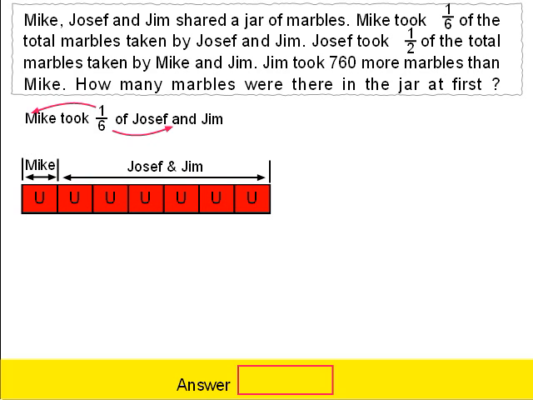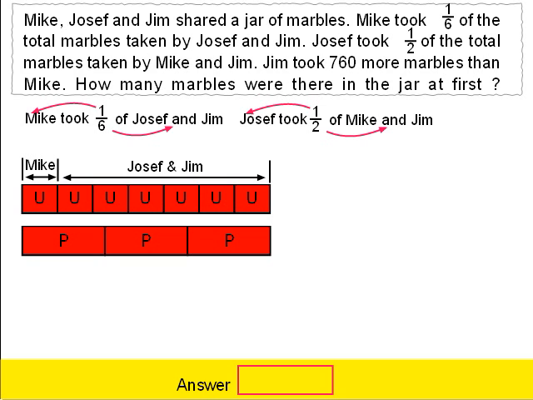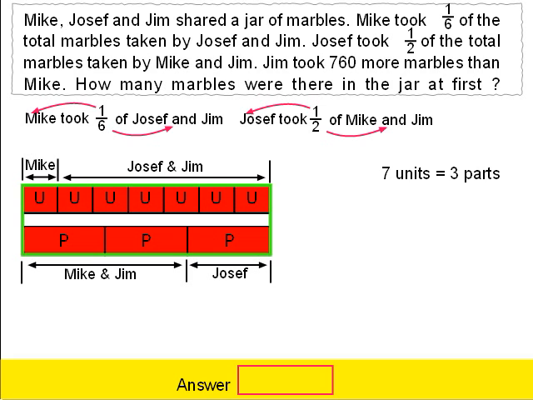Then the next statement says that Joseph took 1/2 of Mike and Jim. That means Mike and Jim would have 2 parts, Joseph 1 part. So total 3 parts. So we have to cut the model of 7 units into 3 equal parts. Out of these 3 equal parts, 2 parts are taken by Mike and Jim, and therefore 1 part is taken by Joseph. By looking at the model, we know that 3 parts is equivalent to 7 units, and the LCM of 7 and 3 is 21.